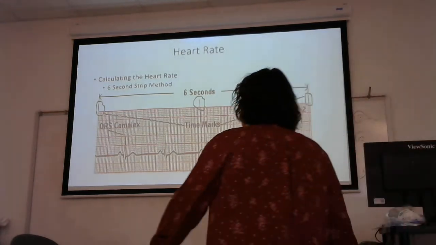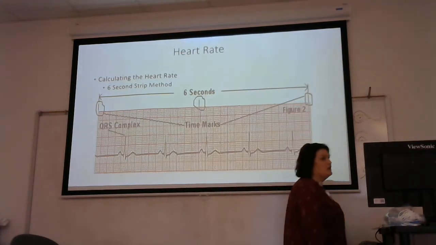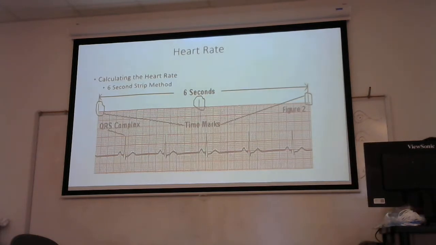Guys, we all have to make sure that it's regular. So you're going to do that for every single one until you get really good. Okay. Then the third step, you're going to look at your P waves. When you look at your P wave, what you're looking for is that you have a P wave before every QRS, and your P waves are similar in appearance.